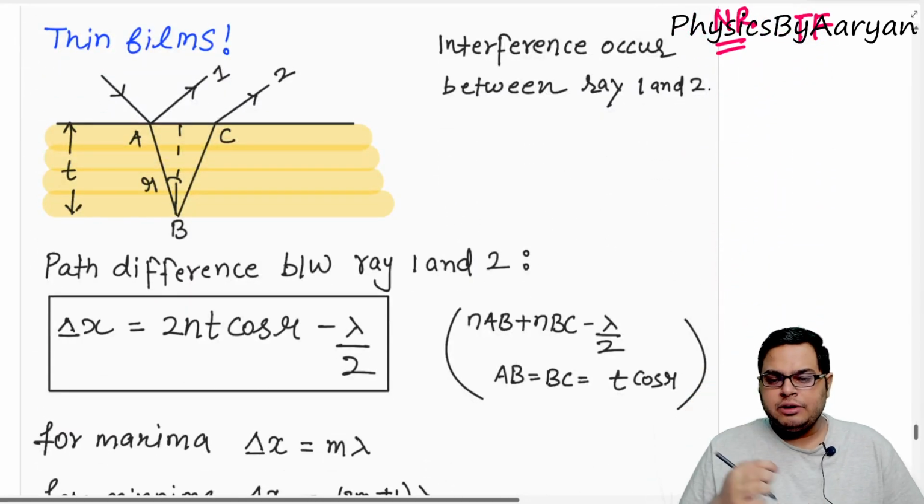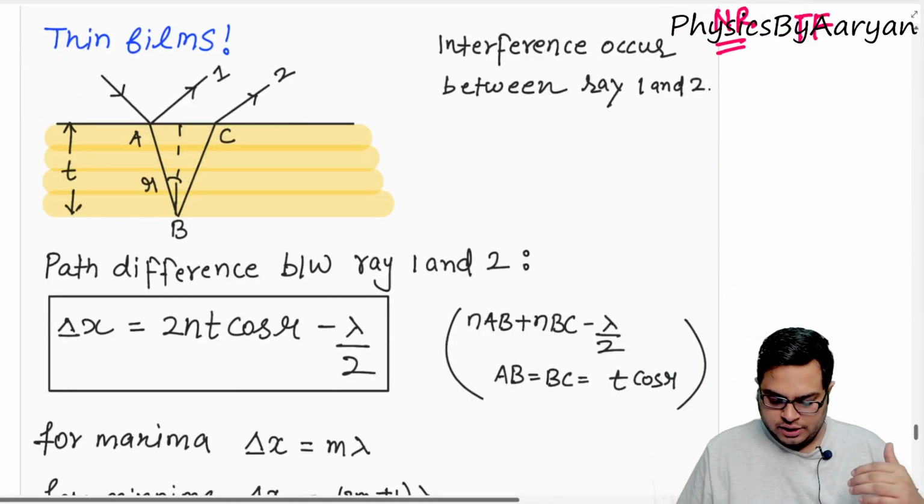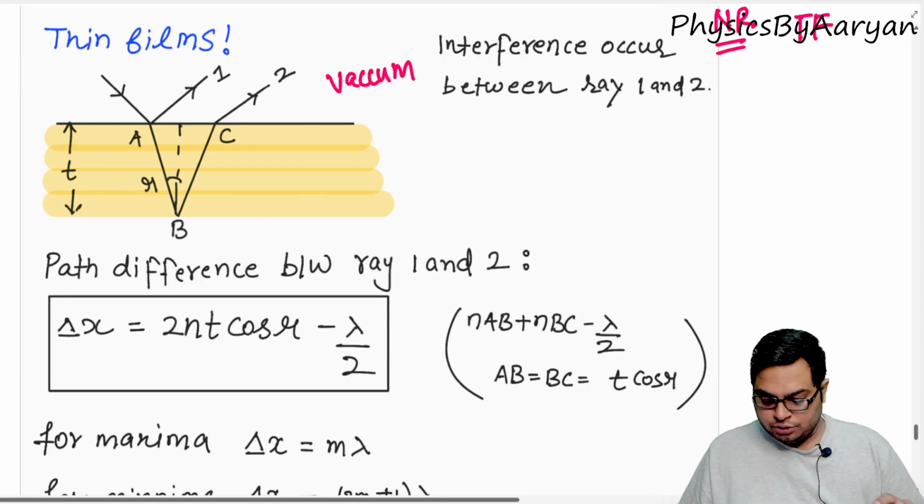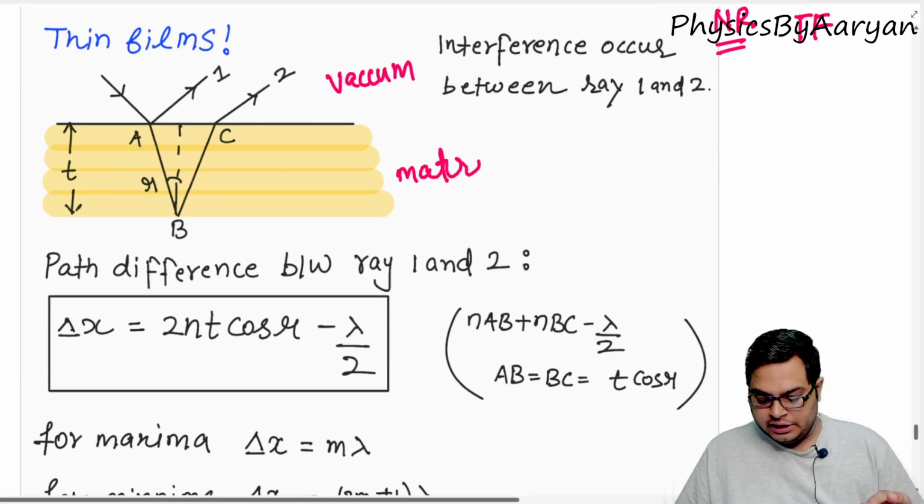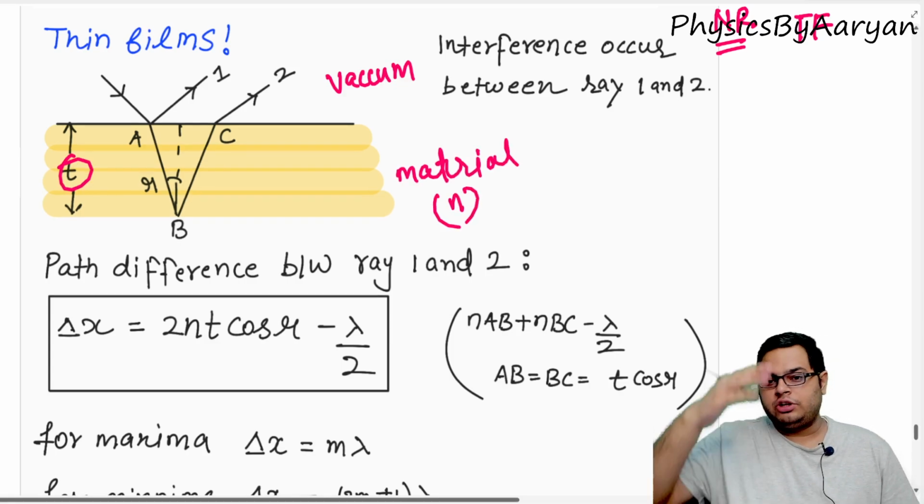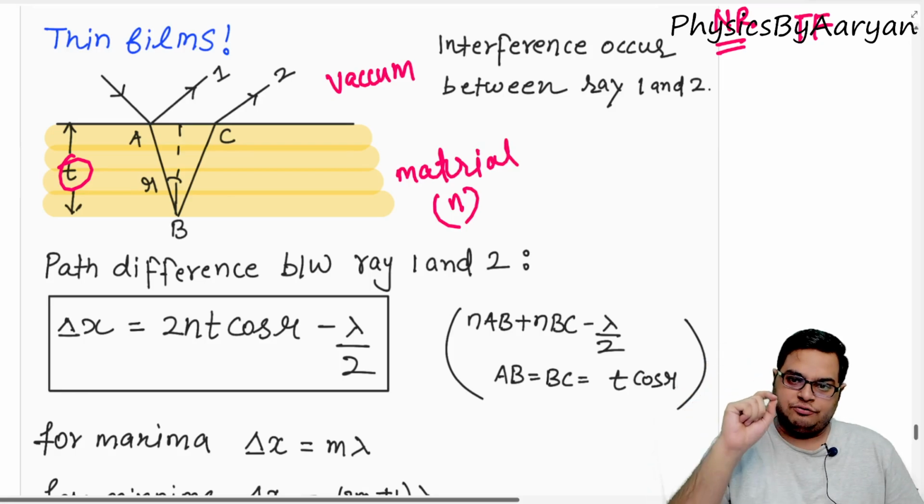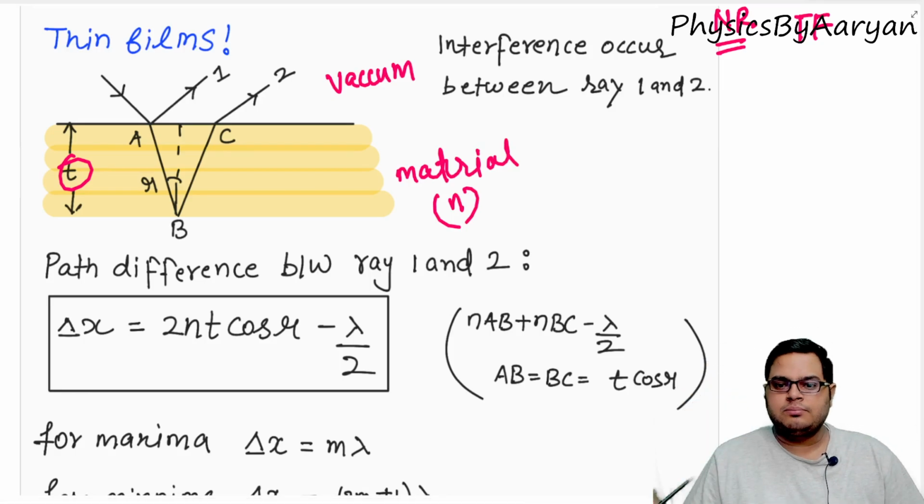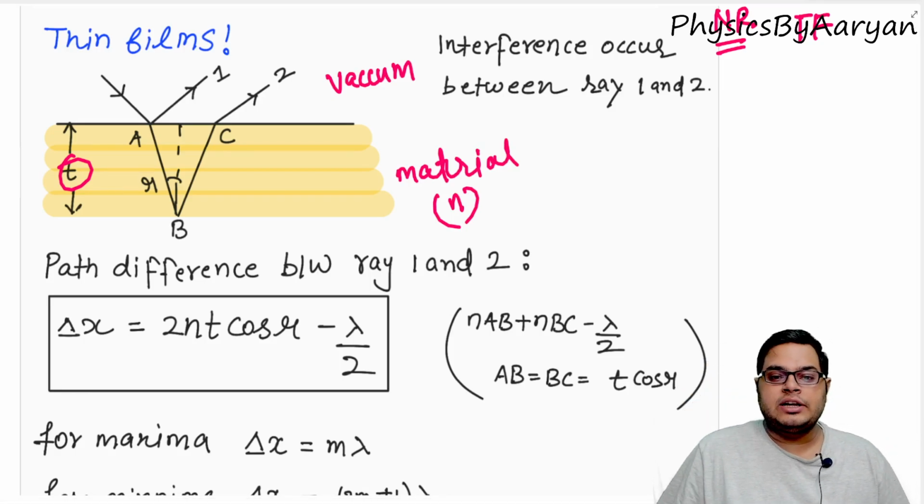So the light is coming from air, or you can say some vacuum material, and it enters into some material. So this yellow is your material, and this material has a refractive index n, and the thickness of this material is t. So t is the thickness of the material film. It's a very thin film, and the refractive index of this material is n.